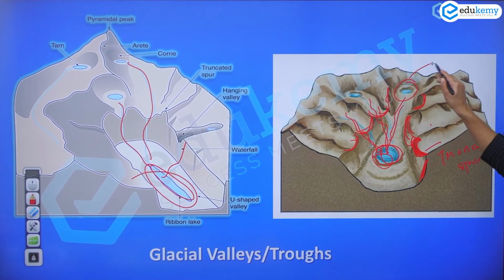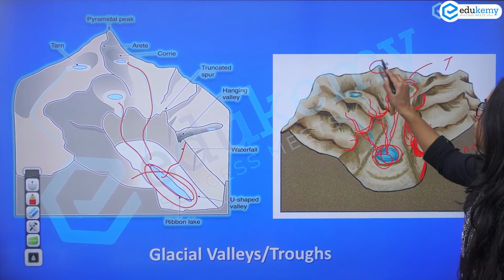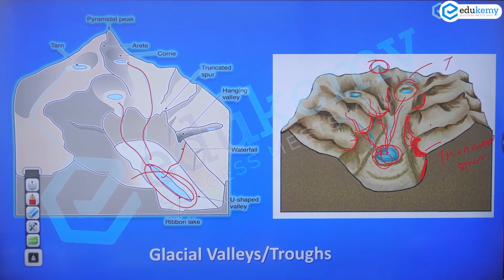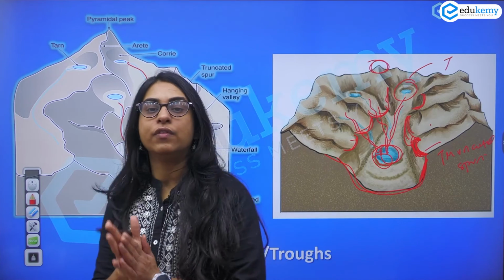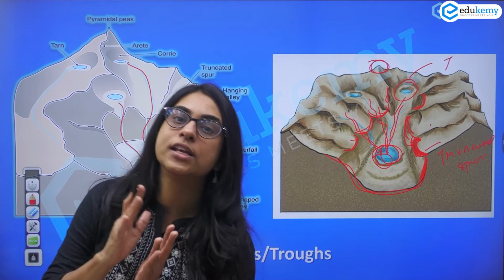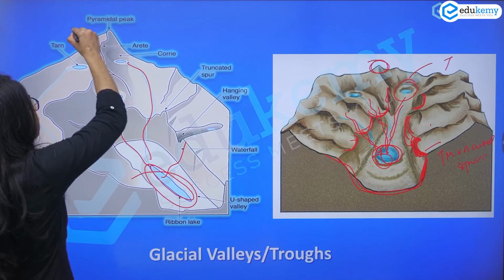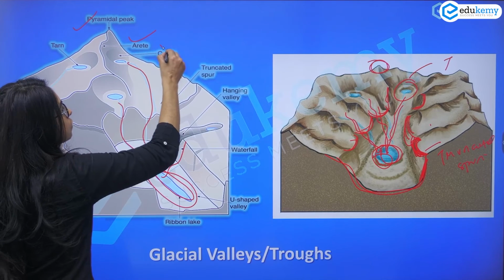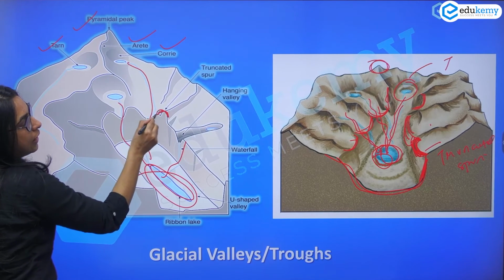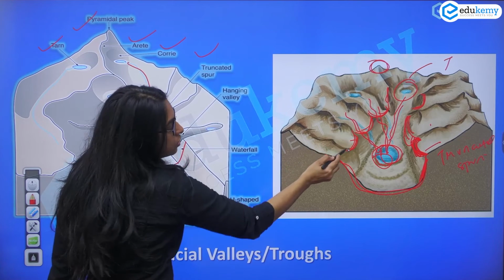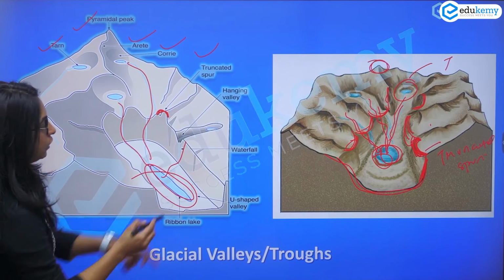This is your tarn. This is the pyramidal peak. Okay, this is the U-shaped valley. Now, we've understood what is a pyramidal peak, what is an arete, what is a kori, what is a tarn lake, what is a truncated spur. How do we get the waterfall?